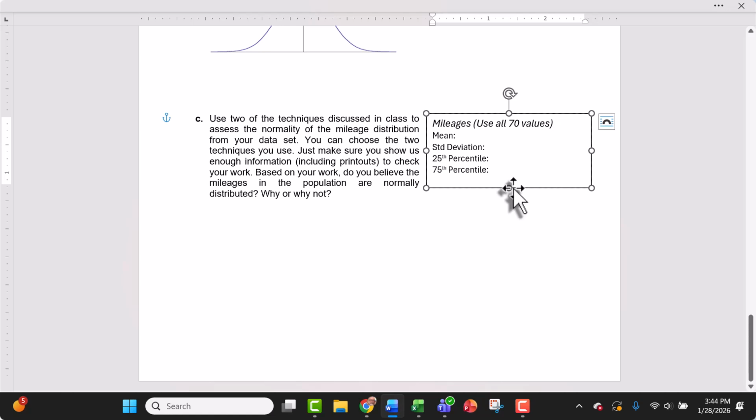So whatever 2 you want to use, give me the printouts, give me the information that you need, but then take a look at the results you get and assess whether your mileages are normal or not. And that's what you're doing in project 2.